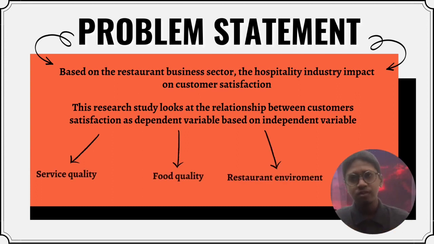Next is the problem statement of this topic. The problem statement is based on the restaurant business sector of the hospitality industry and its impact on customer satisfaction. The researchers look at the relationship between customer satisfaction as the dependent variable and the independent variables. Based on the three focuses we chose, the problem statement covers service quality, food quality and restaurant environment.